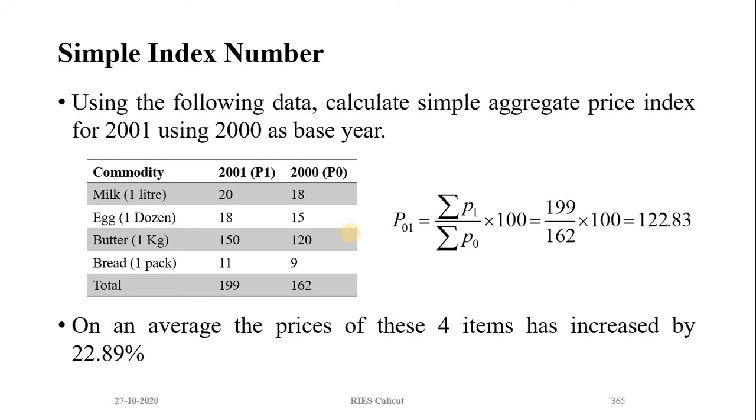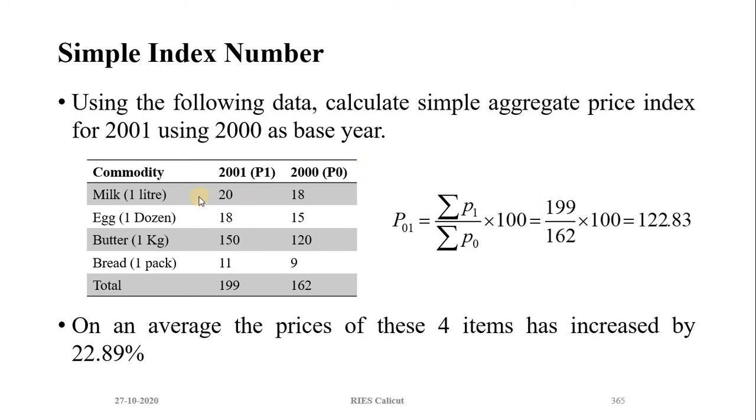Okay, so here the question is we have to calculate the simple aggregate price index number for 2001 using 2000 as the base year. What you have to do is assign which one is P1 and which one is P0. The question clearly says that 2001 is the current year, so 2001 will be P1 and this will be P0.